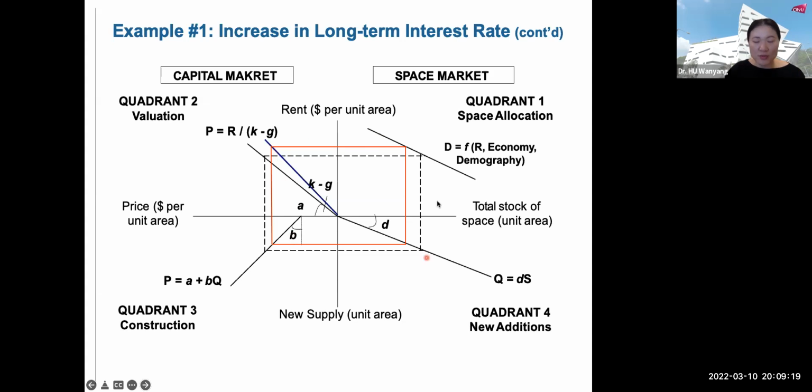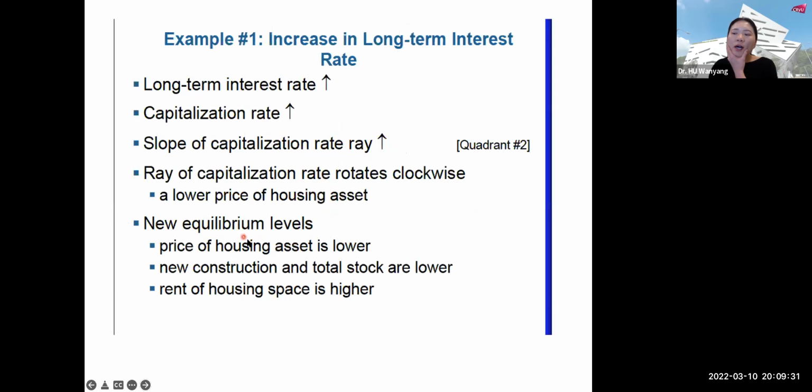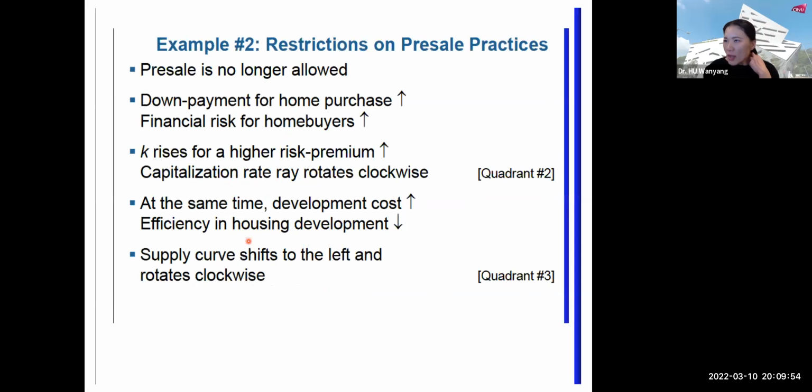And then it comes to the next round of adjustment, and in the end, we will come to the new red rectangle equilibrium. So the result of the interest rate increase in the long term is a lower housing price, lower stock, lower new construction, but higher rental level. We arrive at this new equilibrium by the FDW model. Okay, so I'm going to give you a second example.